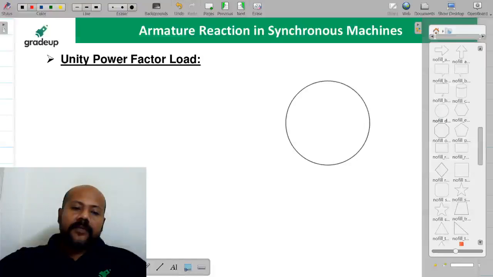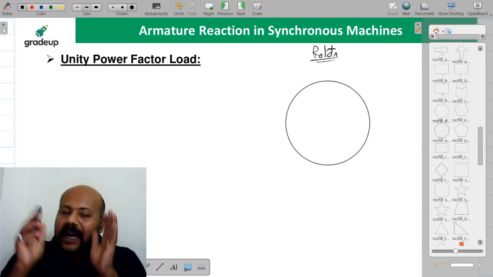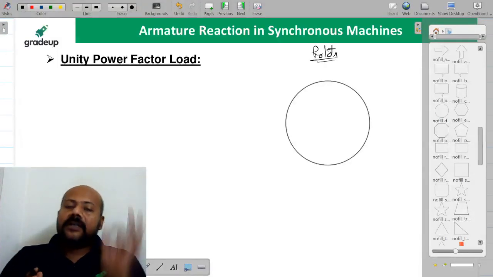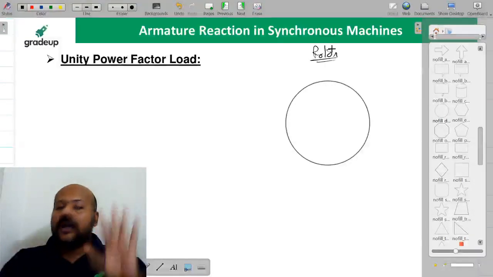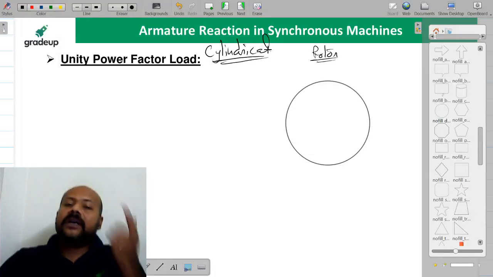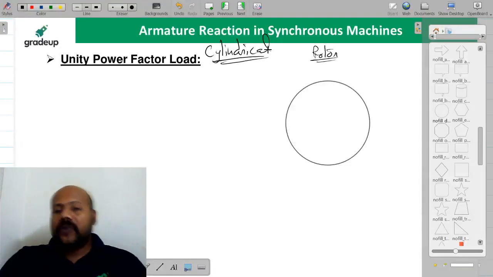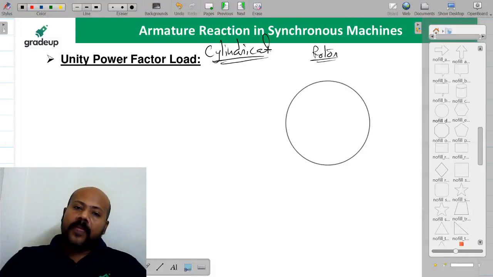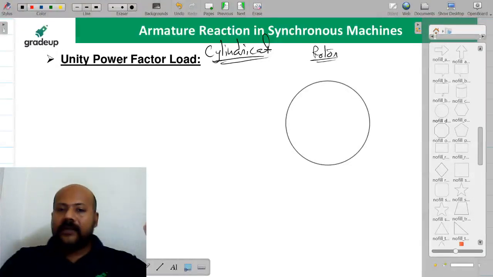Now you see, suppose this is your rotor. And let me tell you, whatever armature reaction we are discussing is only about the cylindrical rotor. Please keep this in your mind. Whatever armature reaction we are discussing is only for the cylindrical rotor, not the salient pole. Salient pole story is already over, that we have covered.